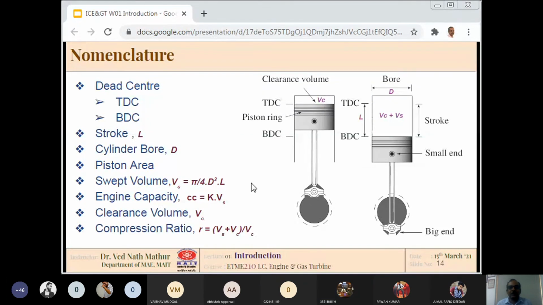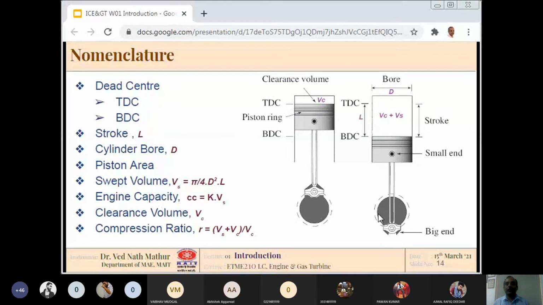Okay, I can see some fluctuations in the net connection. So what we'll do is we'll stop here. If you have any doubt in this slide, which I am just showing, what I want to tell you here is what is the bore of the engine, what is the stroke of the engine, and how do you calculate the swept volume of the engine using bore and stroke. One thing.